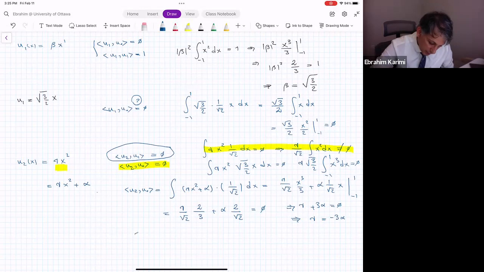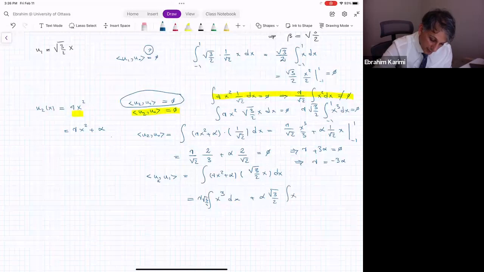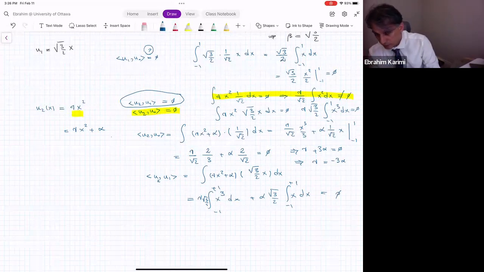Okay, what would be the u2 and u1? u2 and u1 will be the integral of gamma x power of 2 plus alpha times u1, which is square root of 3 divided by 2 of x, dx, and that will be the integral of gamma x power of 3 dx plus alpha square root of 3 divided by 2 of x dx, from -1 to +1, which definitely is equal to 0, because the result will be x power of 4 divided by 4 and x power of 2 divided by 2, which are even functions, and in a symmetric interval that will always be equal to 0. So there is no worry further that we should care about.